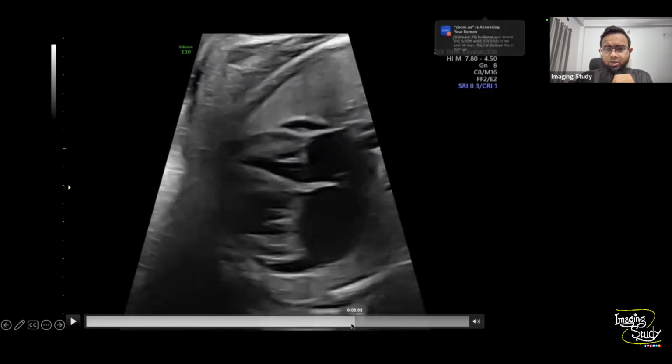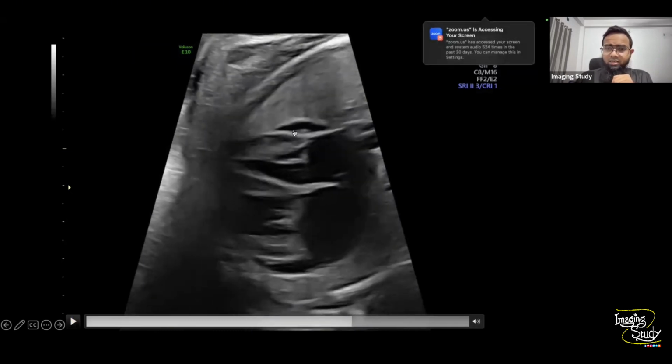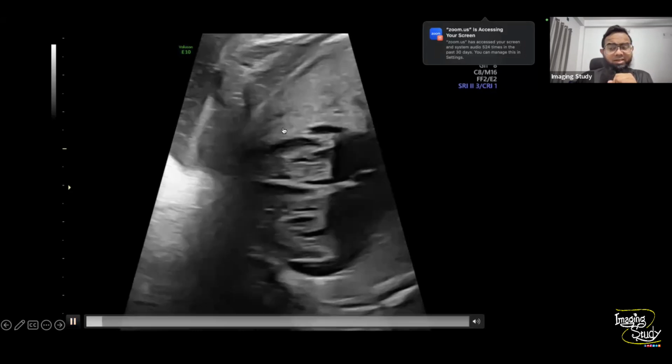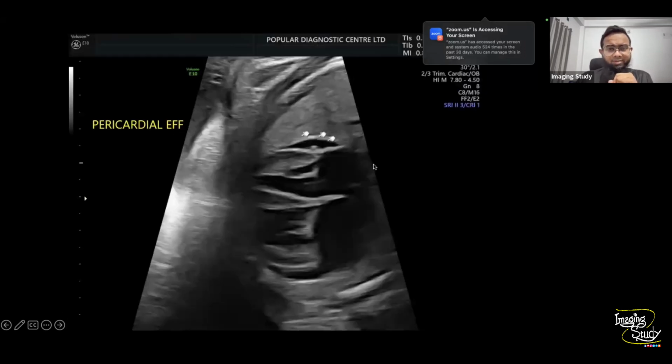If you measure it, make sure you try to measure it, and it should be more than 2 millimeters to call it a pericardial effusion, because sometimes you may make a pseudo diagnosis, a pseudo pericardial effusion. So it should be more than 2 millimeters of fluid collection at the pericardial sac to call it a pericardial effusion. Okay, so it was a pericardial effusion.